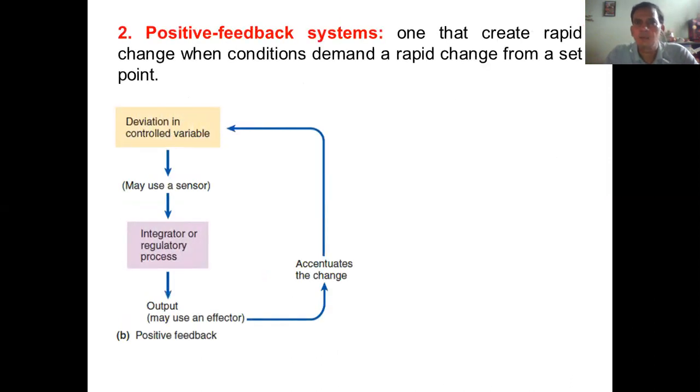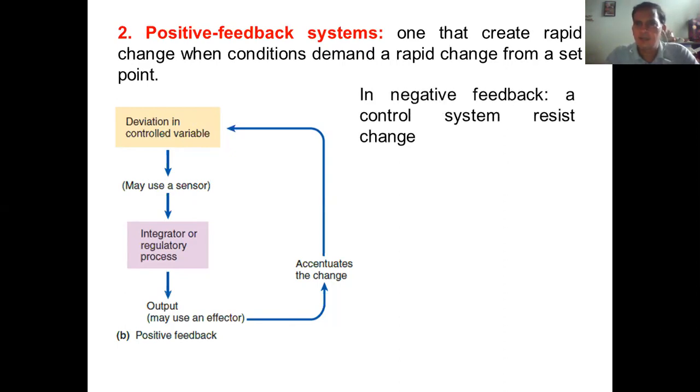Another system is the positive feedback system. It is one that creates rapid change when conditions demand a rapid change from a set point. So let's see again: if there's a deviation in the control variable, the sensor senses it. Now we have the integrator or the regulatory process, which will send a signal to the effector. That effector will try to bring the change which is there because of this deviation in the control variable.